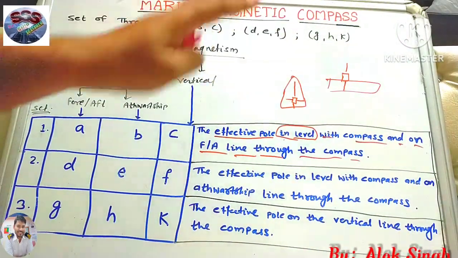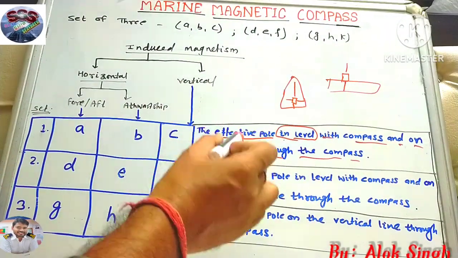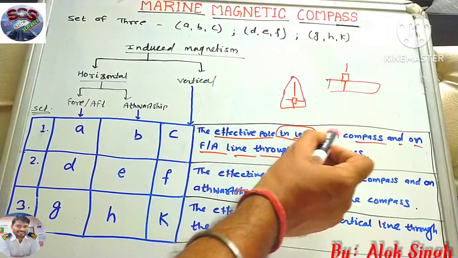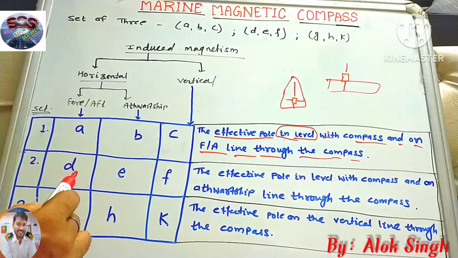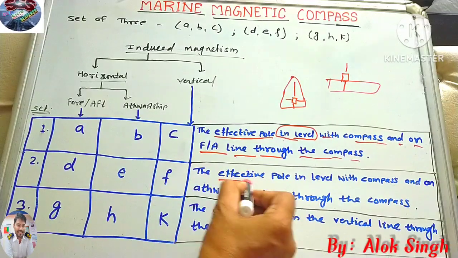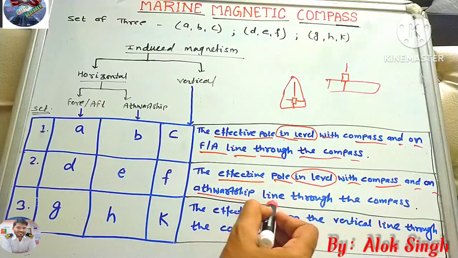So the all rod we'll see later. After this table I will make that table. So you just have to remember the effective pole in level with compass and on fore and aft line through the compass. So for the second set D, E and F, the effective pole is in level, again in level with compass and on athwartship line.